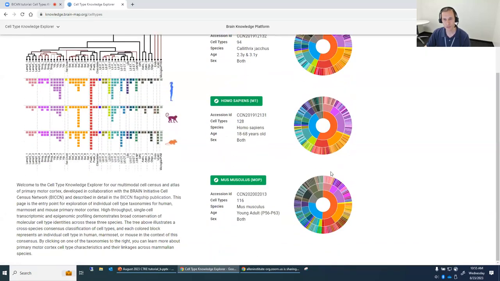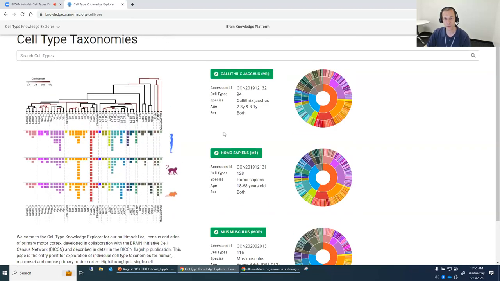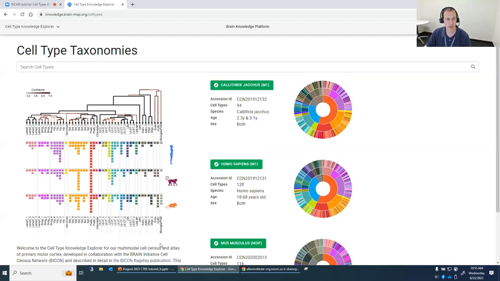There's the mouse one, which is the one that I went over the dendrogram of, and I'll go over what this is in just a minute. There's a human one and one that was done in marmoset.